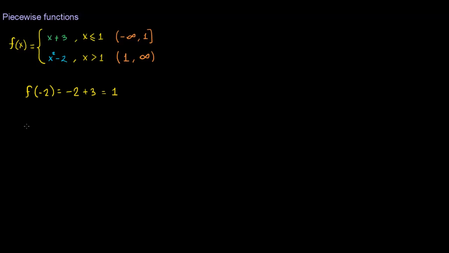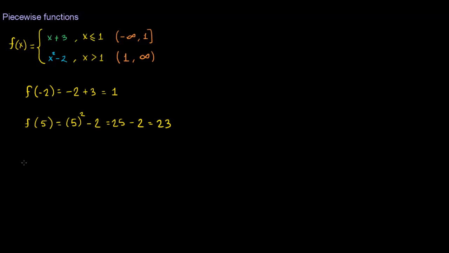Now I'm going to use another example here. Let's say I have f of 5. Well, 5 is above 1, so it falls in this other interval. So I'm going to use that one, the blue one here, x squared minus 2. It would be 5 squared minus 2, which is 25 minus 2. This would be 23. And that will be it with the f of 5.